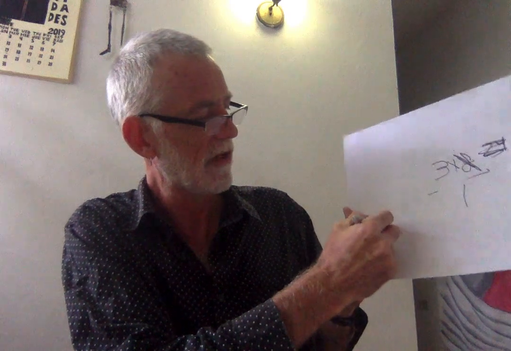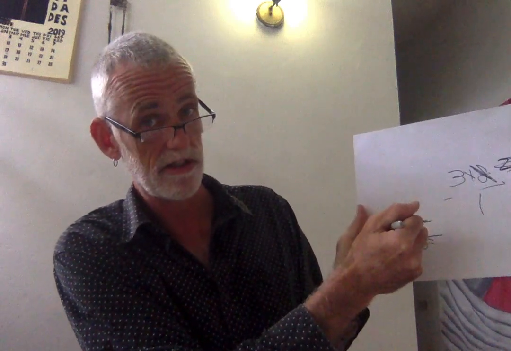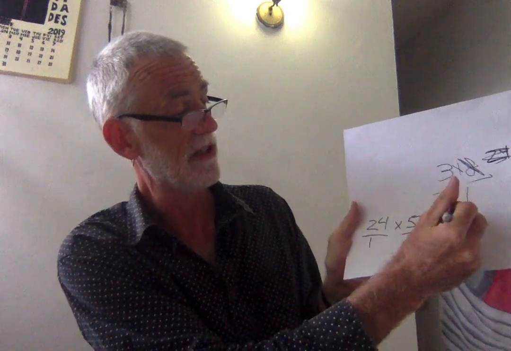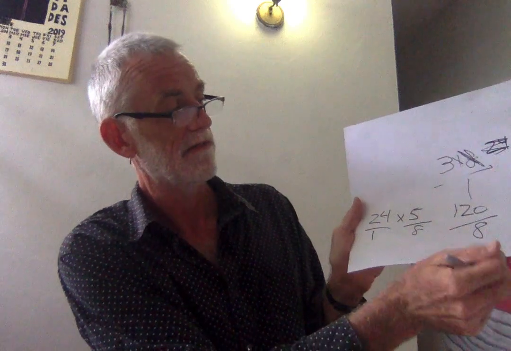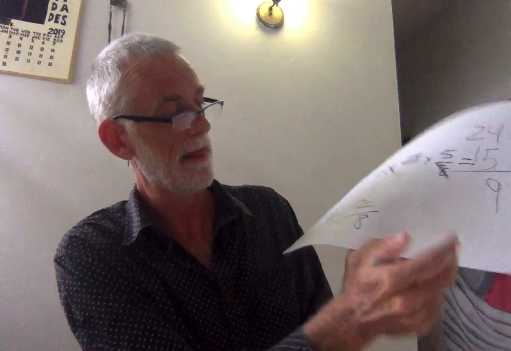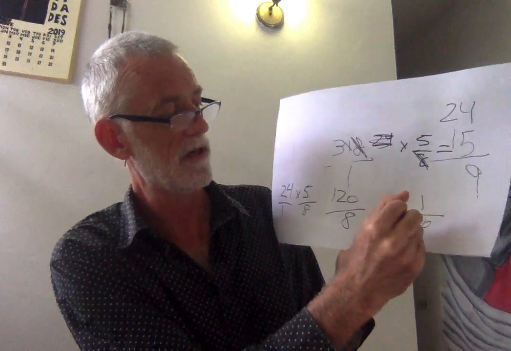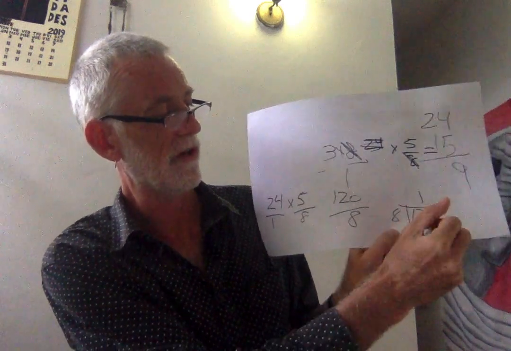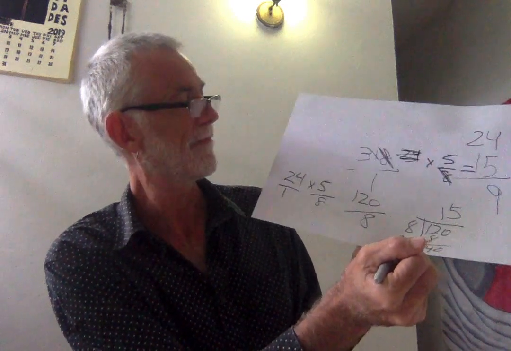You can do 24 times 5/8. 24 times 5 is 5 times 20 is 100, 100. 5 times 4 is 20. 120. Divide 120 divided by 8. You got 1, you got a 4, you got a 15. Same thing. Same thing.